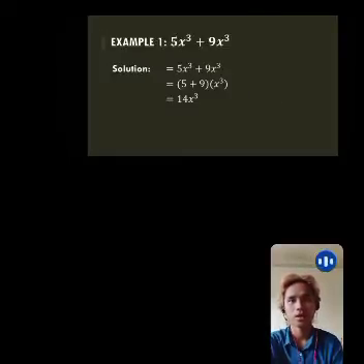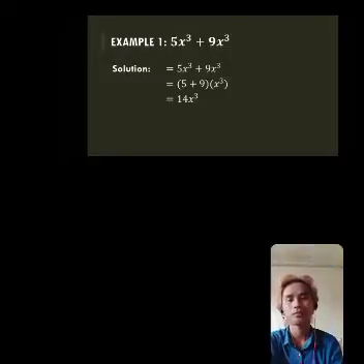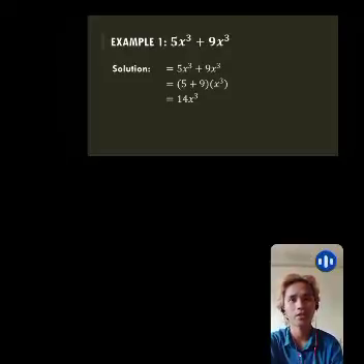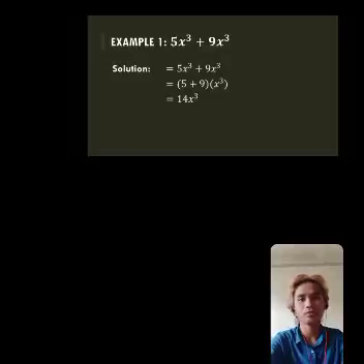So next here is example 1. 5x cubed plus 9x cubed. We are going to combine like terms because they have the same variables and exponents. So 5 plus 9, that would be 14, and x cubed, as said earlier, remains unchanged. So you just copy that and add that to the 14, that is 14x cubed.